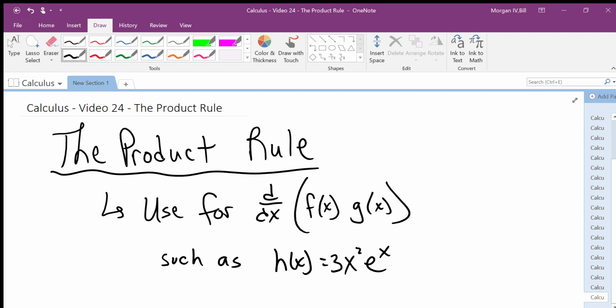Calculus, video 24, the product rule. Okay, so far we have the power rule, which we like a lot. We have the constant rule. We have the rule for taking the derivative of e to the x.